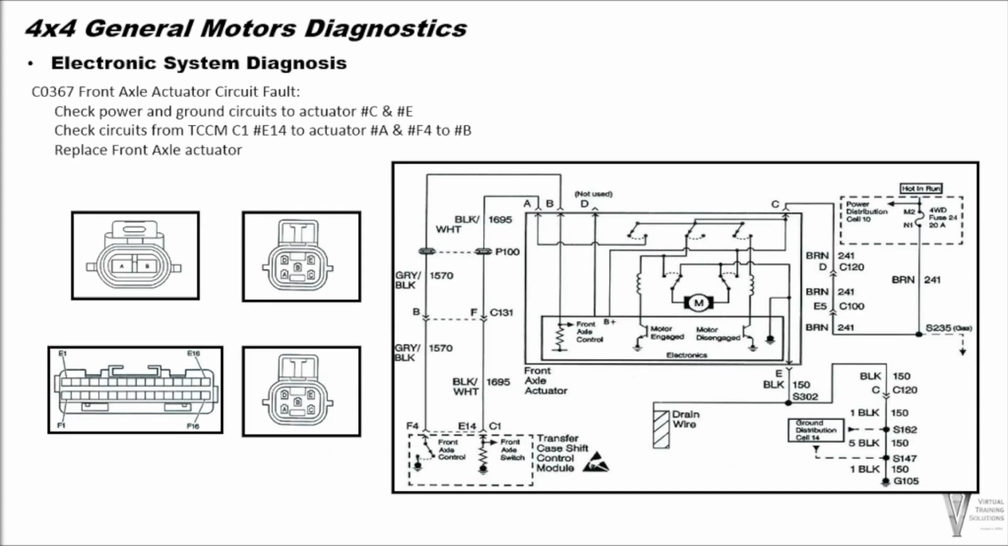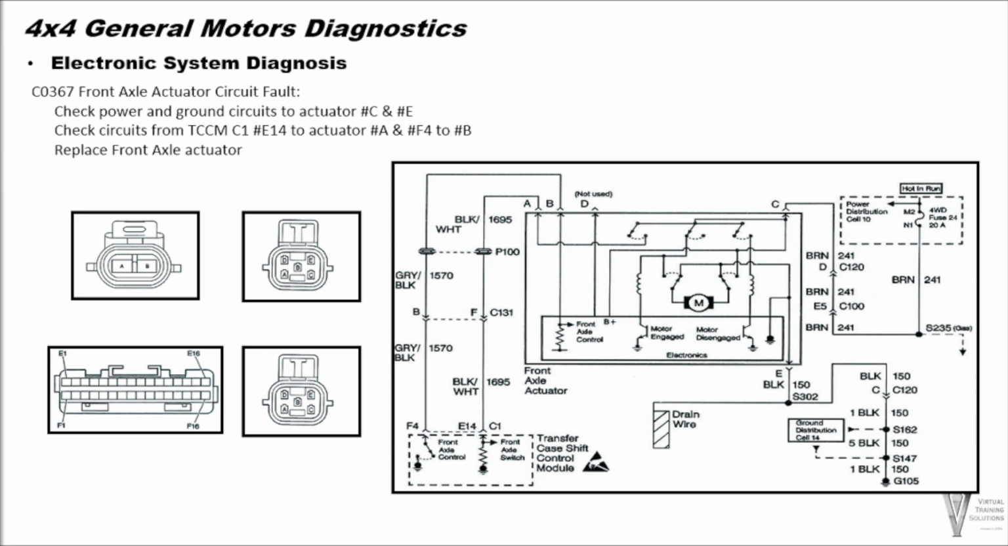For C0367 front axle actuator circuit fault, you can check the front axle actuator circuits by first checking the power and ground circuits going to the front axle actuator. On the NV236 systems, check for battery voltage on the front axle actuator connector terminal number C. The next step is to check the ground circuit on terminal number E of the actuator connector.